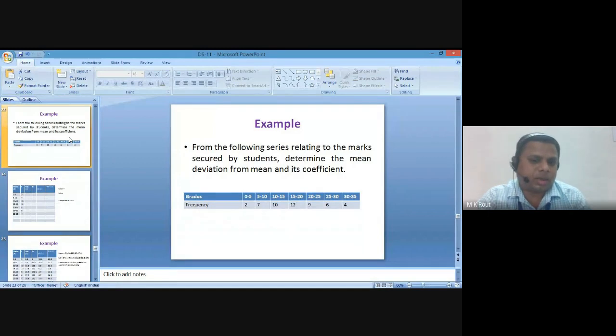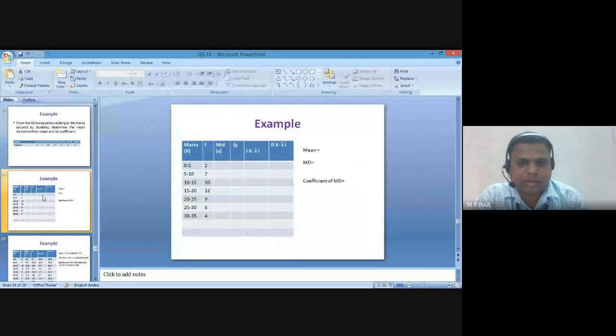The grades start from 0 to 5, 5 to 10, 10 to 15, 15 to 20, then 20 to 25, 25 to 30, again 30 to 35, and the respective frequencies are given: 2, 7, 10, 12, 9, 6 and 4. So calculate this one. Before solving, you make this type of table.